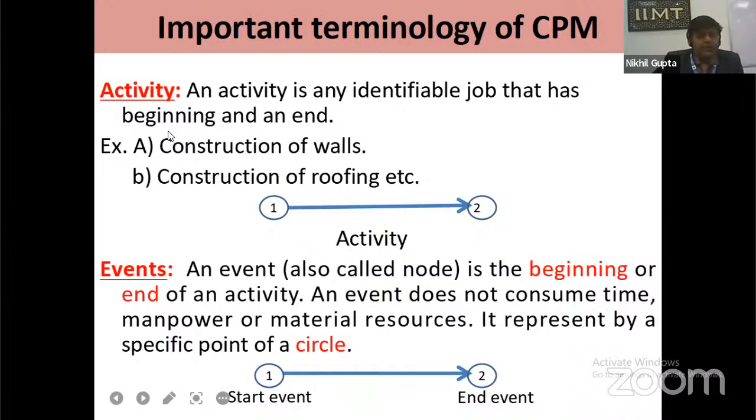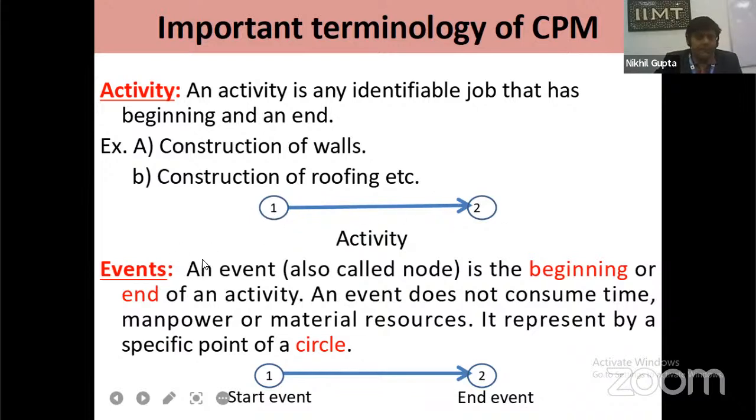One is the activity. What is the activity? An activity is an identifiable job that has a beginning and an end. For example, construction of a wall, construction of roofing, etc. This is the method to denote the activity: this is event 1, event 2, and this is the activity.